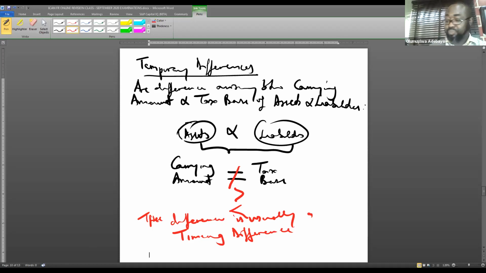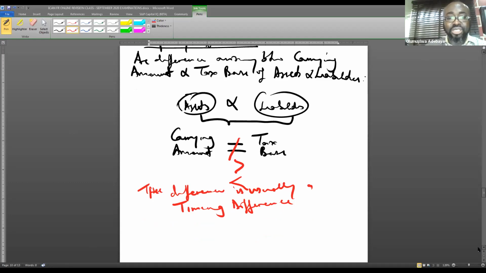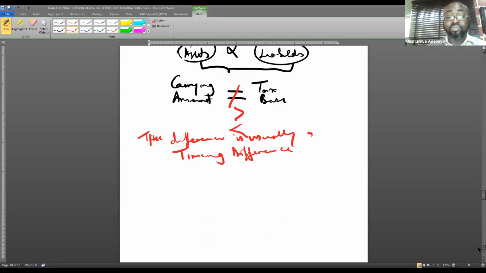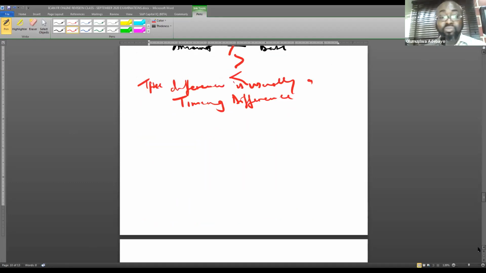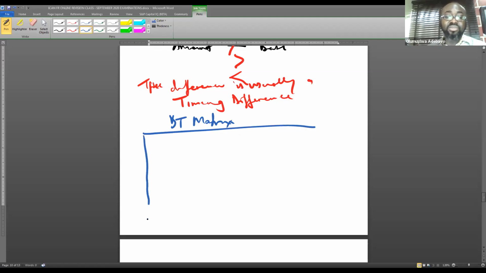Any questions so far? Okay. Now, I'll put up a chart. That chart, I call it deferred tax matrix. It's a form of 3x3 matrix.